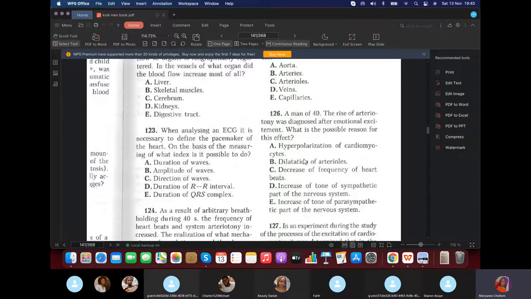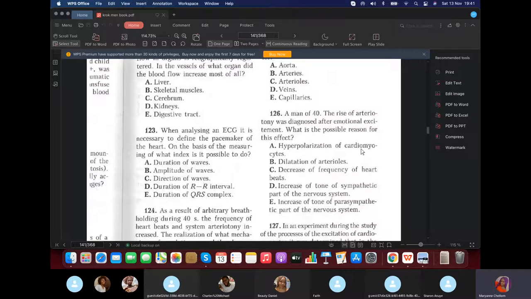126. A man of 40, the rise of arteriotony, or the tonicity of the vessels of the arteries, increased, was diagnosed after emotional excitement. What's the probable reason for this? So they are telling you that there was an increase in the arterial tone. When they say there's an increase in tone, I want you to think about it as there's more pressure. Okay, think about it like that. Now, they say that it increased after emotional excitement. So probably because they caught him cheating, or maybe the guy proposed to the girl and her blood pressure is spiking through the roof and so on and so forth. Yeah. So what is the possible reason for this?